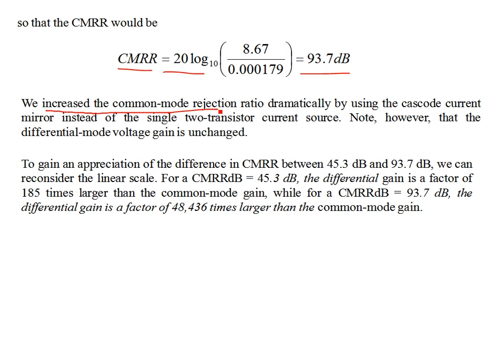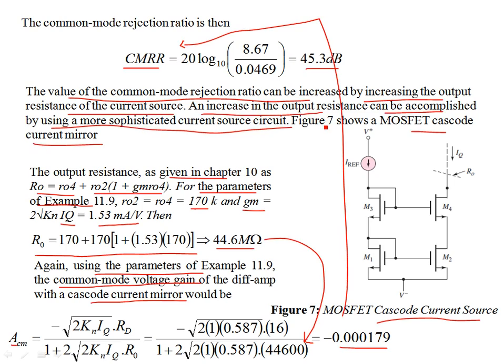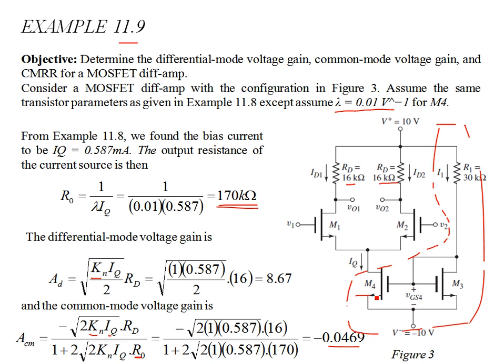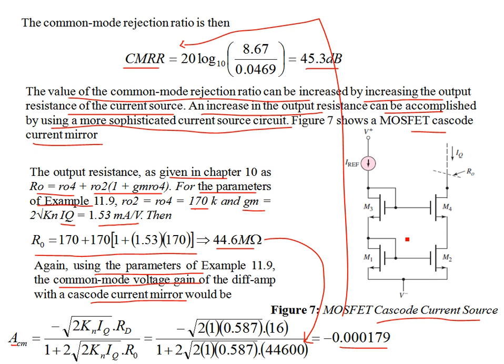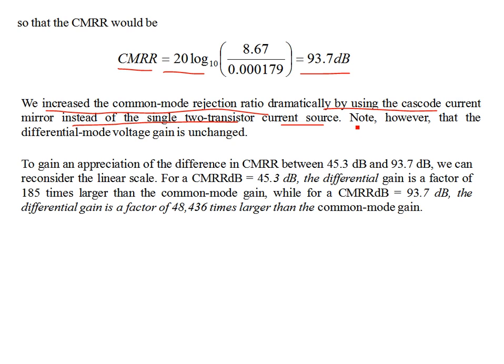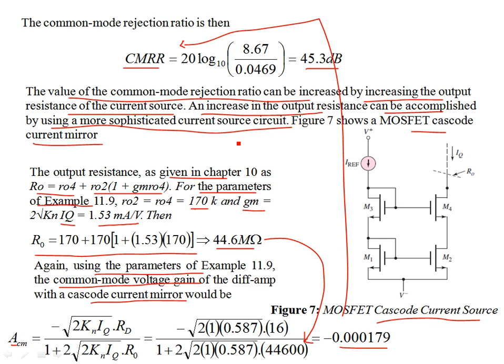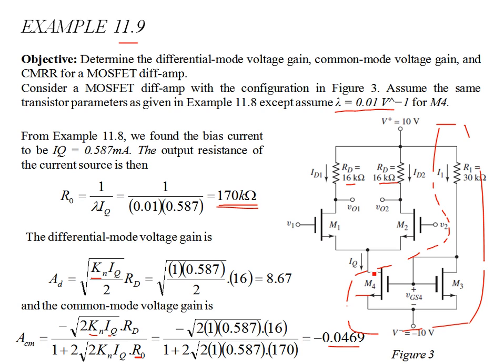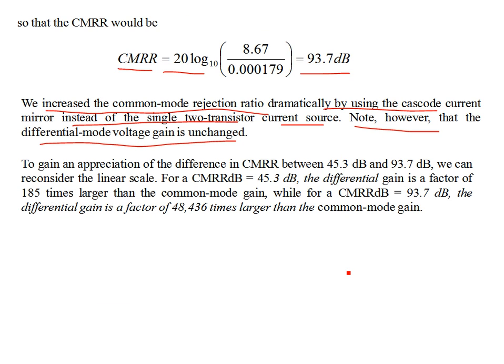So we increase the common mode rejection ratio dramatically by using the cascode current mirror instead of a single two transistor current source. So what we've done is from these two transistor current source M3 and M4, we have replaced this by a cascode current source, which has a very high output resistance. You note that, however, the differential mode voltage gain is unchanged. So in both configurations, because this is just providing you with the reference current for biasing of the MOSFETs M1 and M2 in both the configurations, all you need was to have a higher output resistance for the current source.